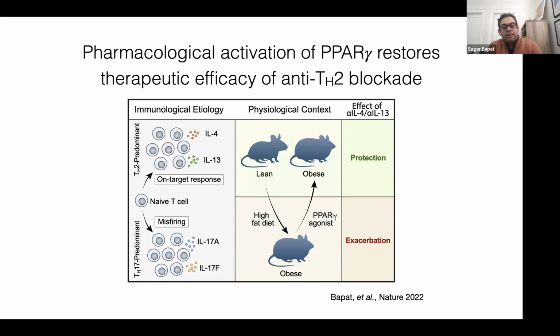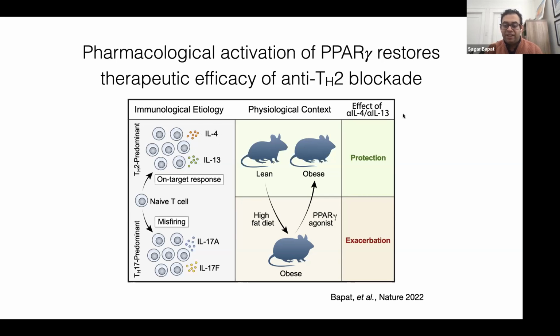So this was the model that we came up with at the end of the paper, which is that there are perhaps two types of etiologies for this particular type of disease, atopic dermatitis. It could be a Th2 predominant version and a Th17 predominant version. Depending on the physical context of the mouse, you'll get either this version or this version. In the lean case, you get a Th2 predominant version. In the obese case, you shift the mouse to obesity and therefore produce a Th17 predominant version. The important consequence of this is that if you give an anti-Th2 blockade to lean animals, you get protection because it's actually blocking these cytokines.